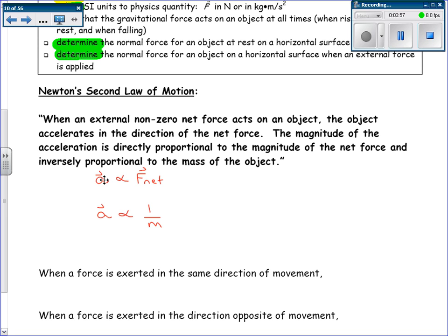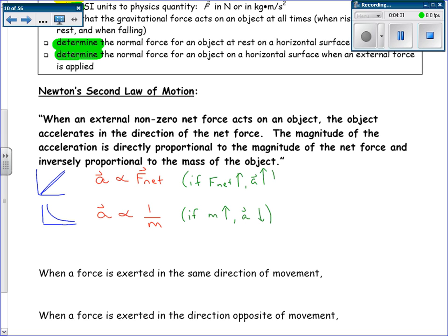In other words, this just says if F net increases, acceleration increases. And this says if mass increases, then acceleration will decrease. And remember that we had mathematical relationships or graphical relationships that we could show at the beginning of the semester that showed this. So this is a direct relationship here that I drew with the straight line, the linear graph, and this is an inverse relationship with that curved line.